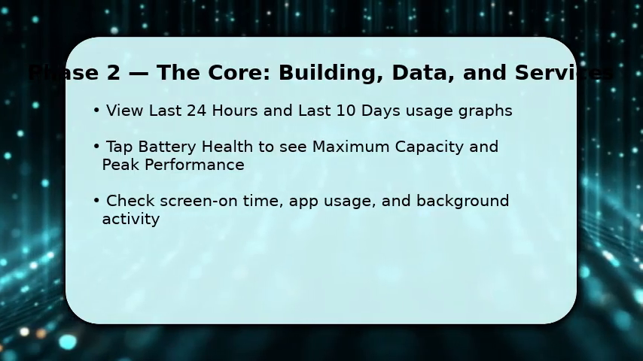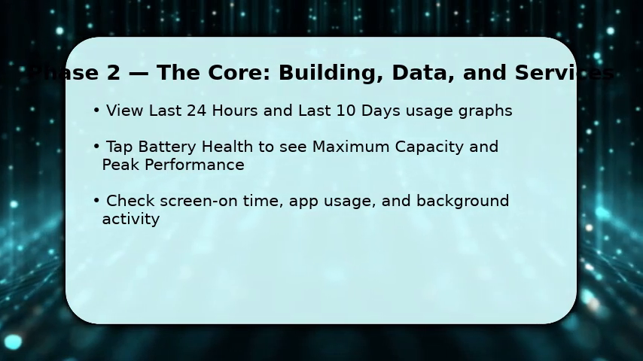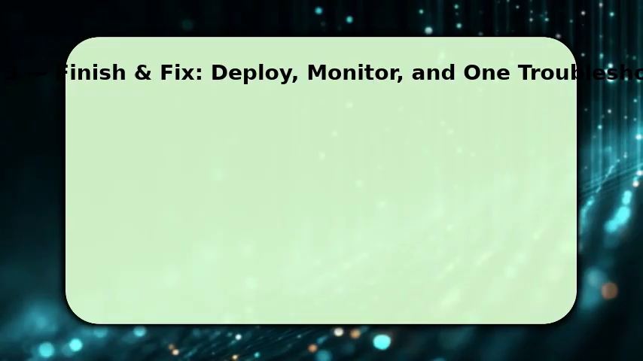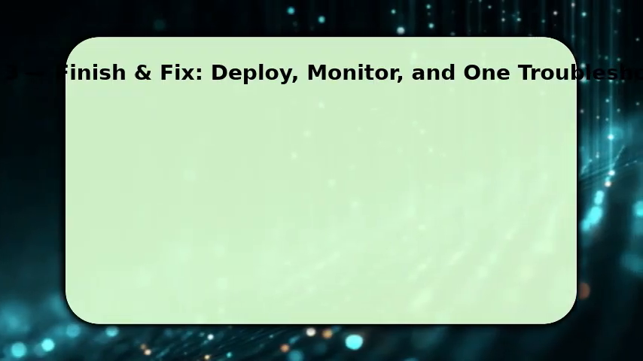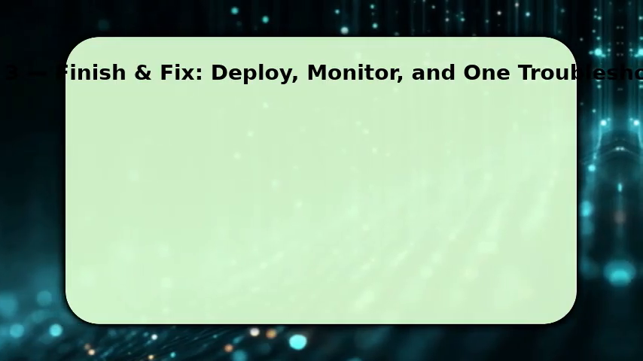You finish by taking corrective steps and knowing how to troubleshoot. Reduce display brightness and enable low power mode to extend runtime immediately. Additionally, disable background app refresh for high drain apps to stop hidden battery use.